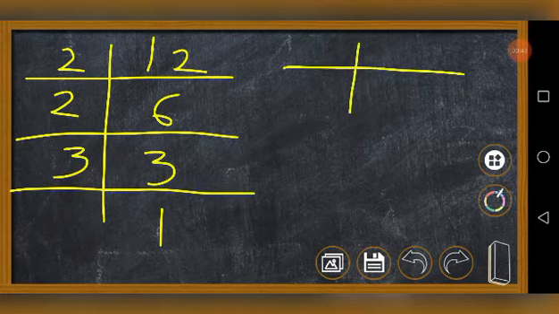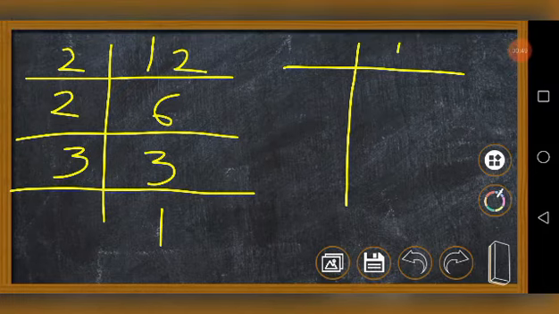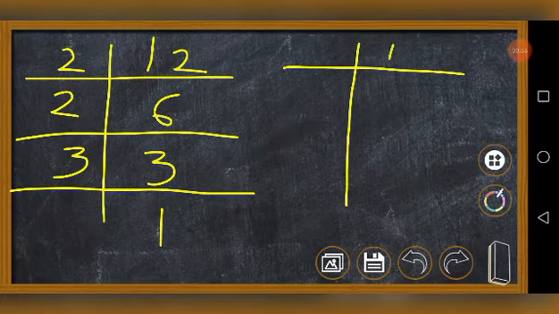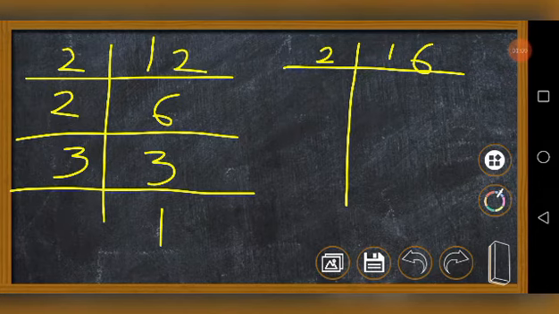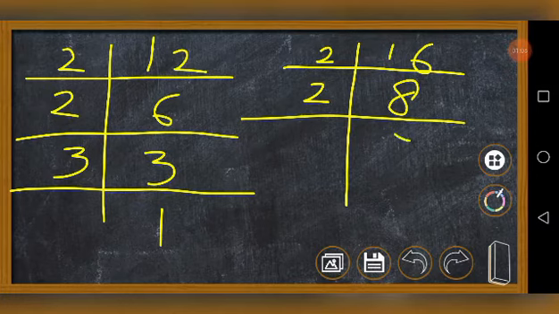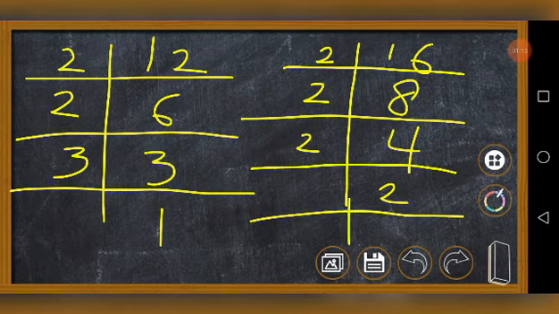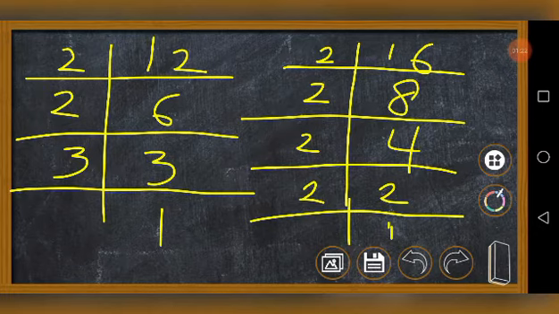Now take the second number, 16. 16 can divide by 2. 16 over 2 equals 8. 8 can divide by 2. 8 over 2 equals 4. And 4 can divide by 2. 4 over 2 equals 2. And the last step, 2 is a prime number, can be divisible by itself to get the remainder 1.